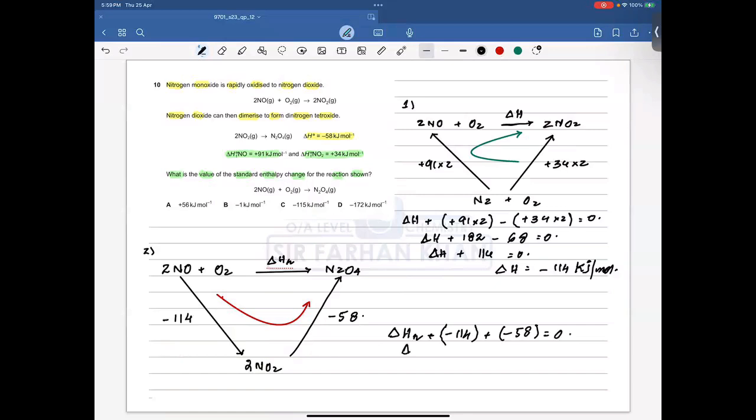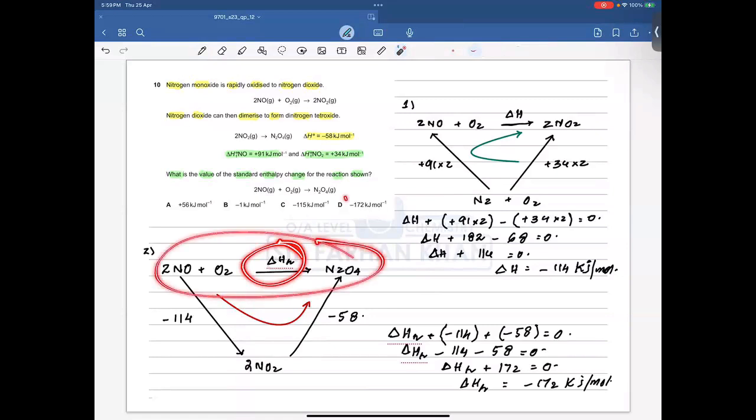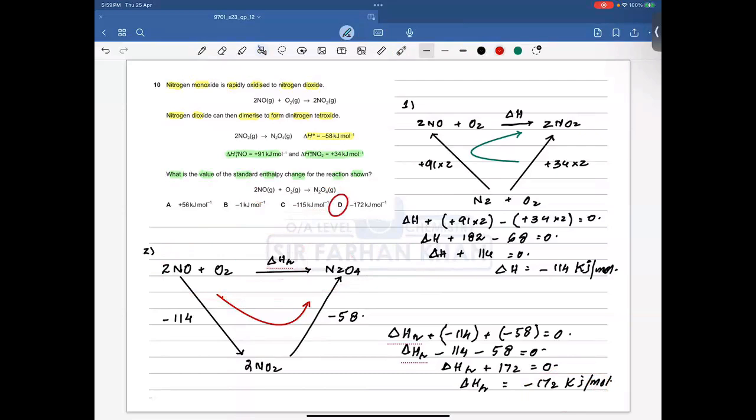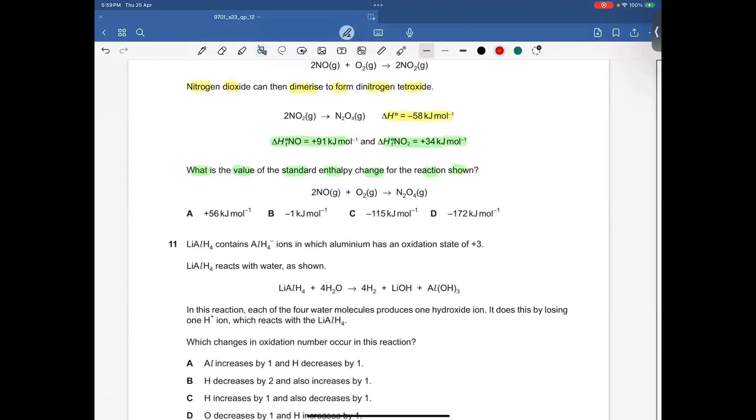Okay. So delta HR minus 114 minus 58 equals 0. Then delta HR minus minus 1 is plus 172 equals 0. Then delta HR equals minus 172 kilojoules per mole. So the enthalpy change of reaction for this equation is going to be minus 172 kilojoules per mole, and therefore D is going to be the right answer. Okay, I hope it makes sense to you. D is going to be the right answer.